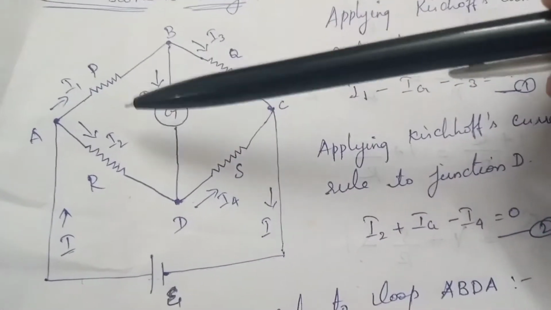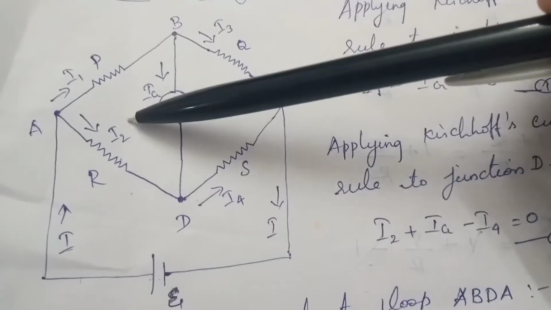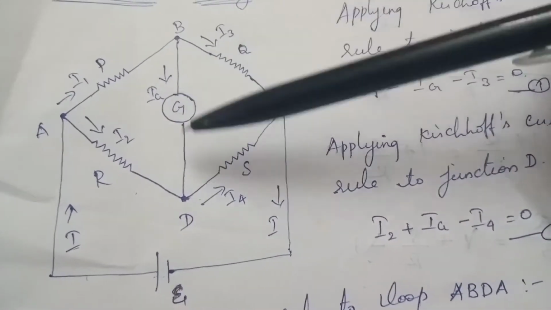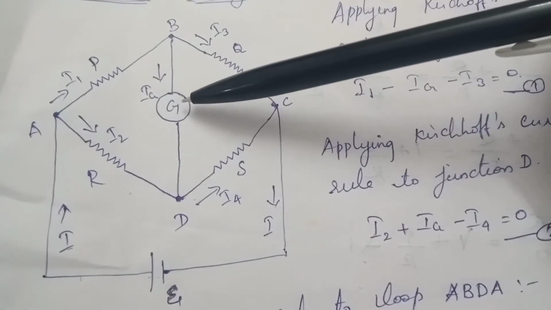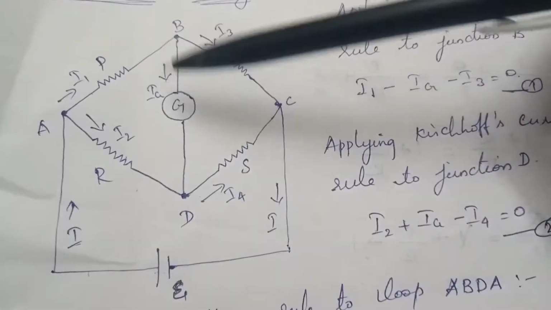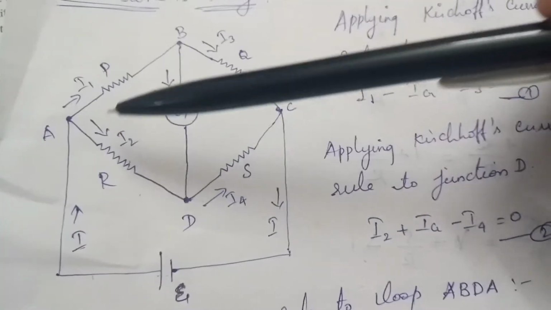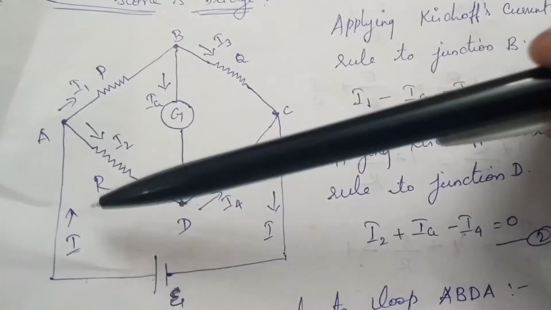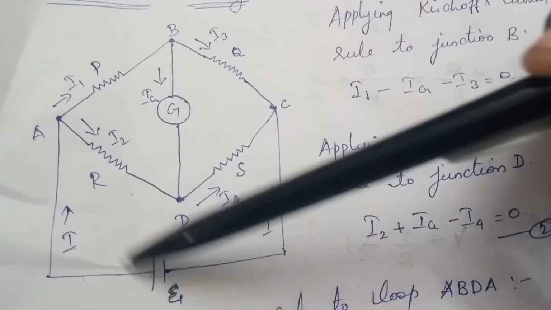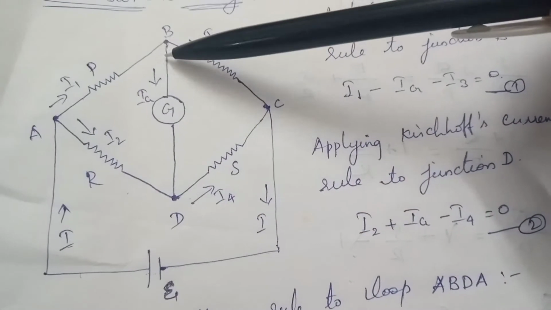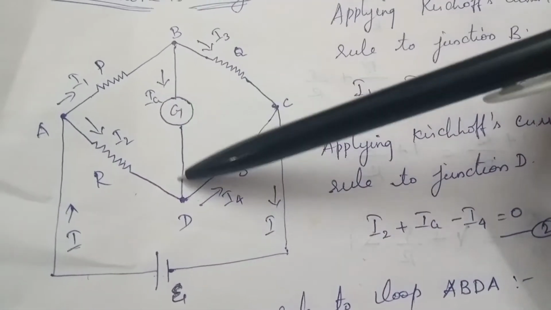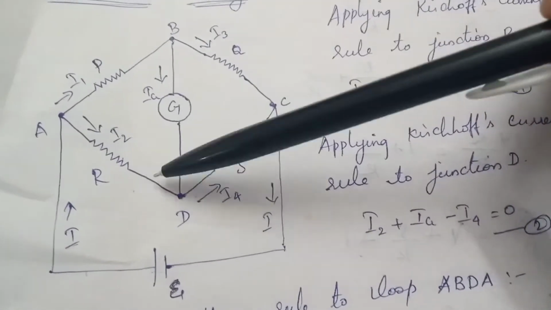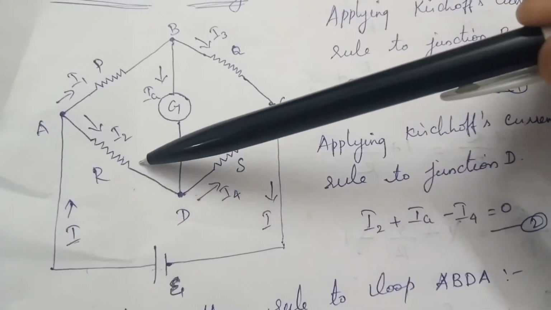So for the first loop, what is the second rule? The algebraic sum of the product of I and R, that is current and resistance, is equal to the total EMF present in the circuit. Here there is no EMF in this loop, so it is equal to 0. For the current values, you have to see the direction of the current also. The current comes from the positive terminal and is split into two. It goes in this direction and comes back this way, finishing in the clockwise direction. But here it is against, opposing that direction, so we have to take this value as negative.